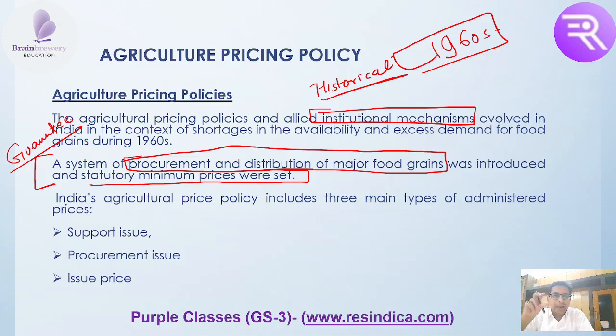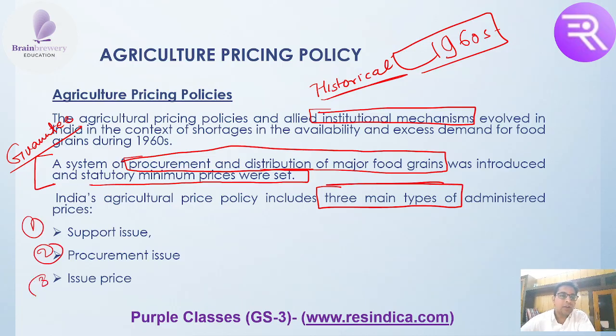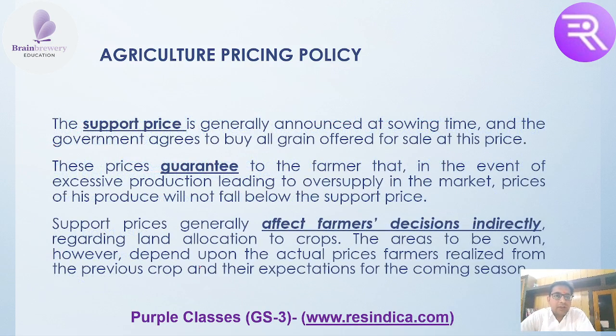Okay, so there are various types of agricultural pricing policies. There are three main types of administered price. One is support price, second is procurement price, and third one is issue price. So we will be understanding each and every one of them. Okay, so what is the meaning of support price?